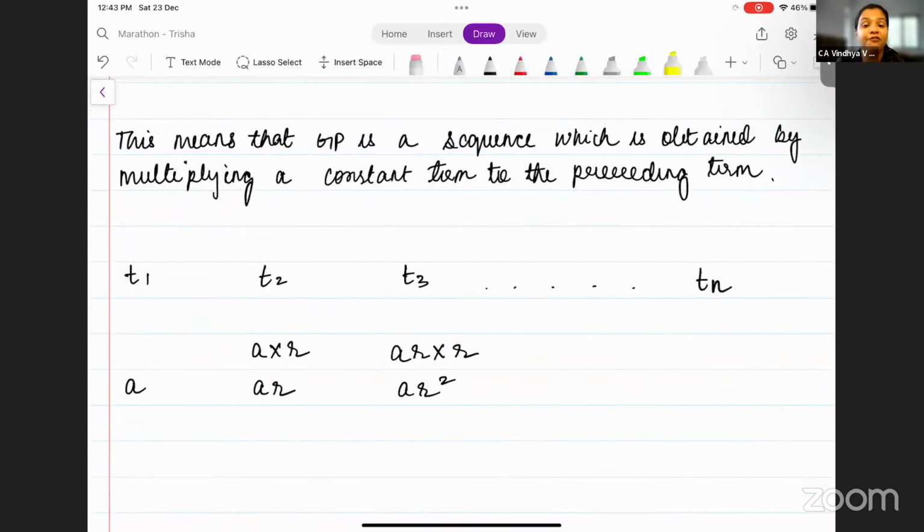Now, if you have the first term, in arithmetic progression, you would have added d to it. But in geometric progression, you will multiply by r, which means if the first term is a, the second term is a into r, the third term is ar square, and so on, where the nth term is a into r to the power n minus 1. A, N, Tn, L, T1, T2, T3, everything remains the same. The only difference is the formulas and the value of d and r. There it is common difference, here it is common ratio.